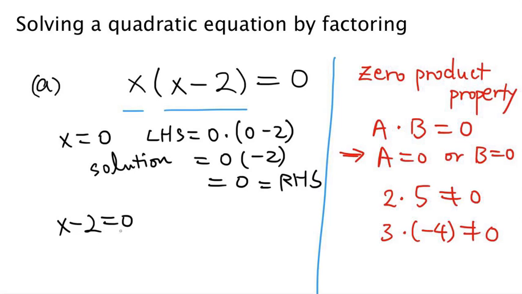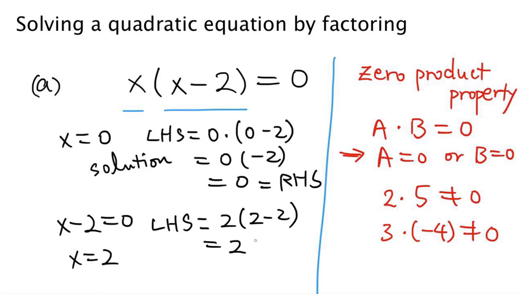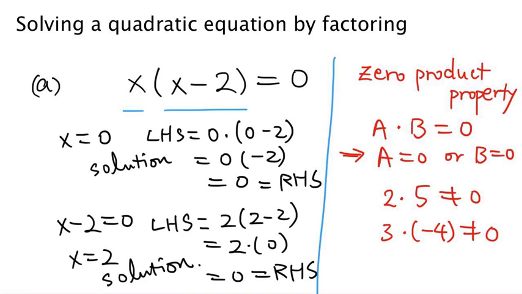And if x minus 2 equals 0, well, what is x? 2 minus 2 equals 0, right? So x equals 2. And the left-hand side, if x equals 2, is 2 times 2 minus 2, which is 2 times 0, and that's 0, the same as the right-hand side. So this is another solution. So we have these two solutions.